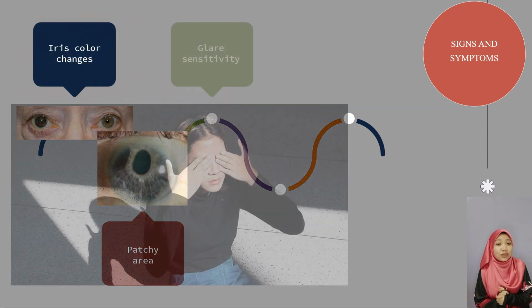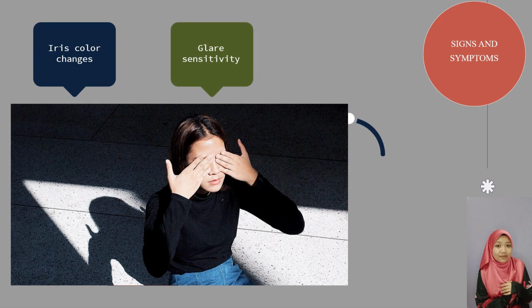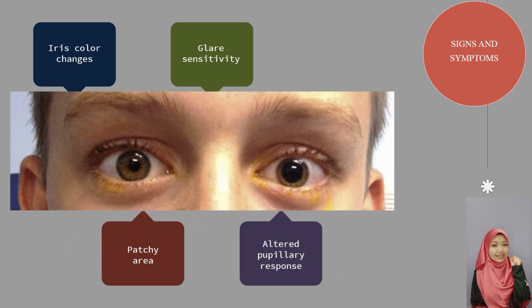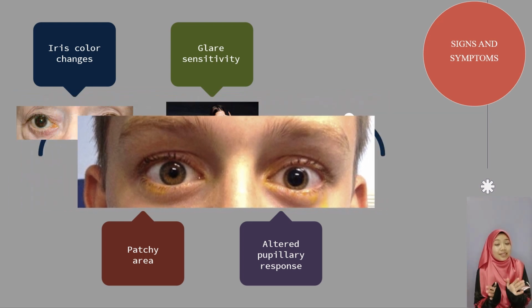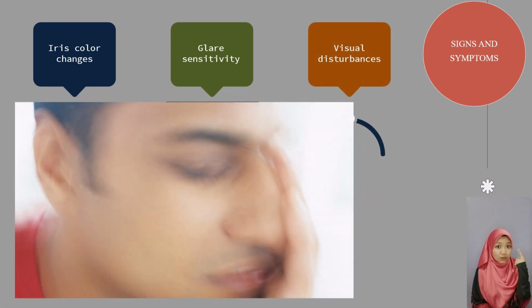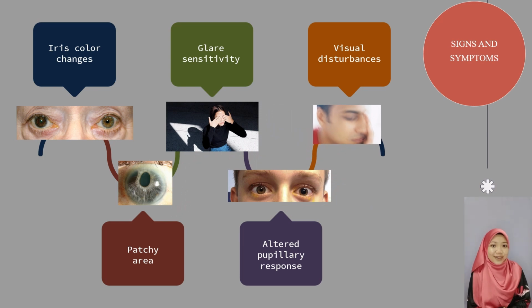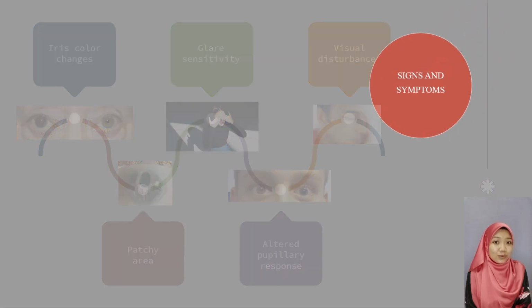The next one, a person with iris atrophy will have glare sensitivity due to the muscle being difficult to control the amount of light that enters the eye. Due to the less functioning of the muscle also, the pupil dilates and constricts slower than the normal behavior. Last but not least, the person will have visual disturbance due to the amount of light not being in control. For example, the visual acuity of the person is decreased. Also, the vision starts to blur.